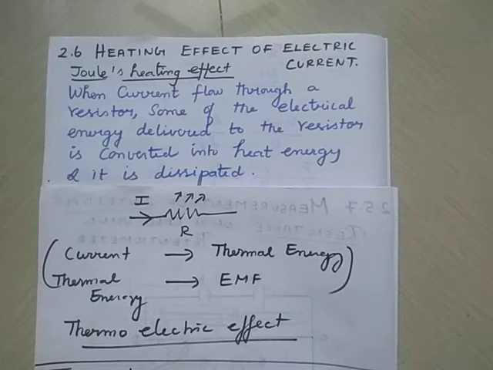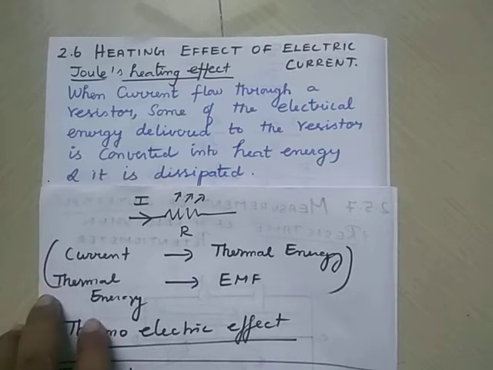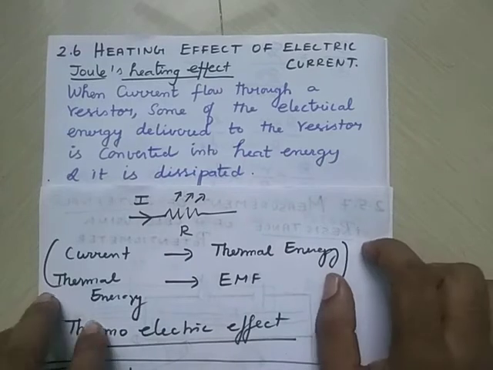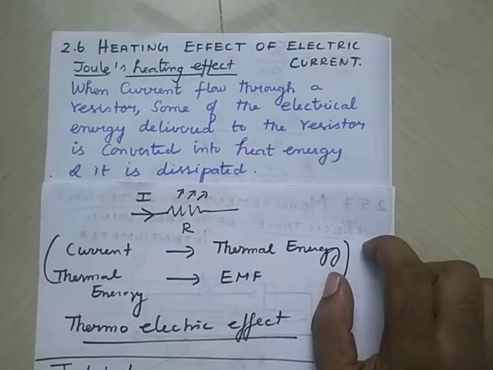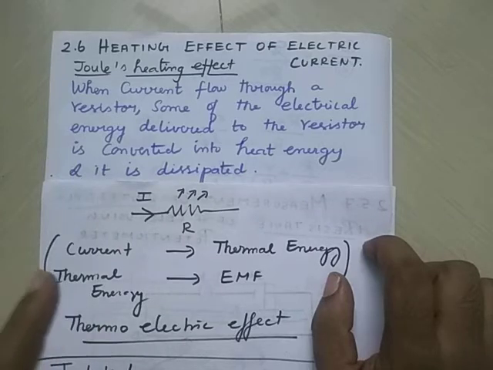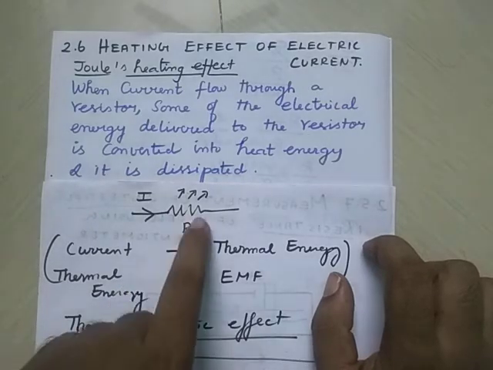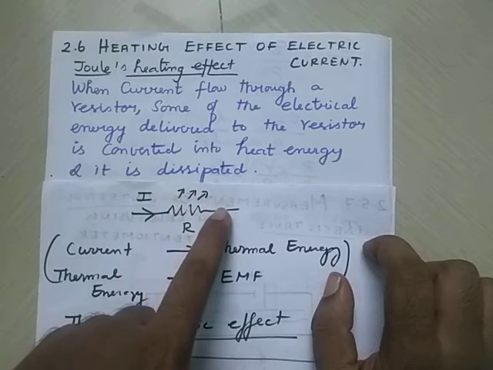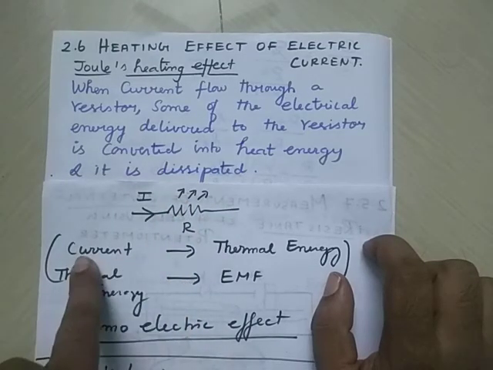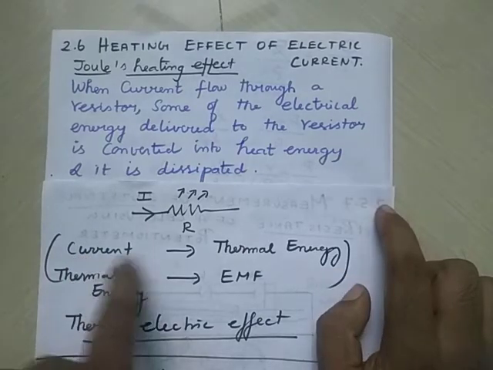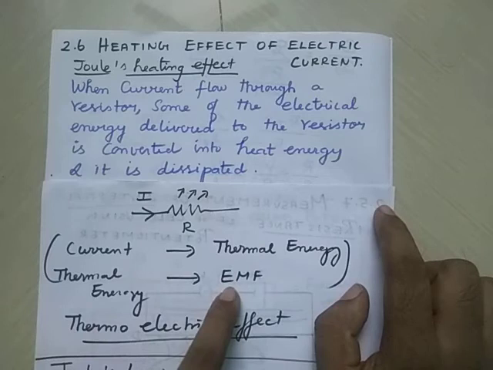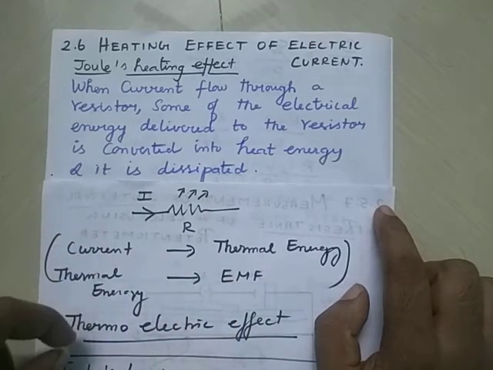Then, heating effect of electric current. Whenever an electric current passes through a conductor, it produces a heating effect as well as a magnetic effect. Here we will see the heating effect. We know very well that when current flows through a resistor, some of its electric energy is delivered to the resistor and converted into heat energy. That heat is dissipated, that means wasted in the form of heat. Here we apply current and get thermal energy. We can also get EMF from thermal energy. This effect is known as the thermoelectric effect.